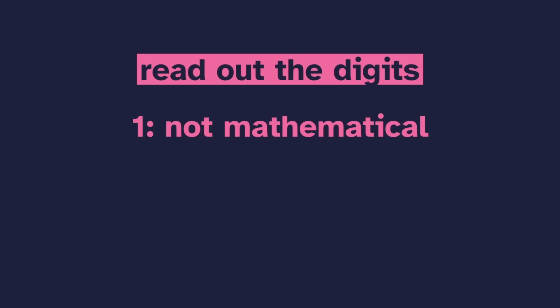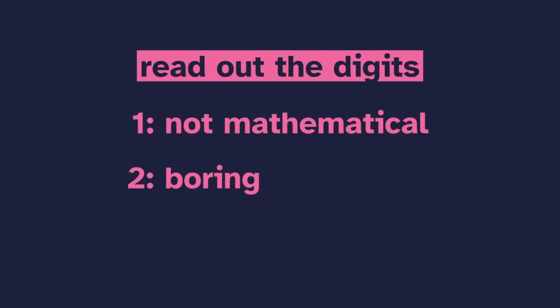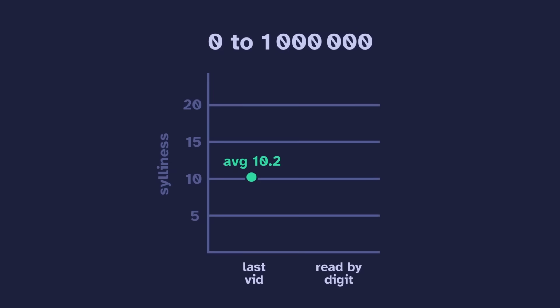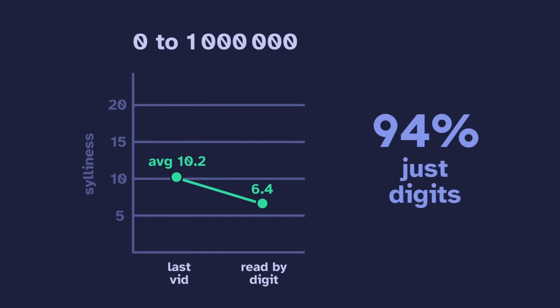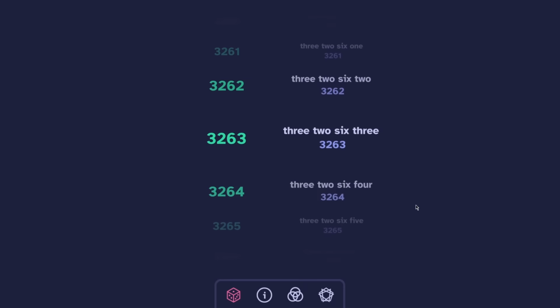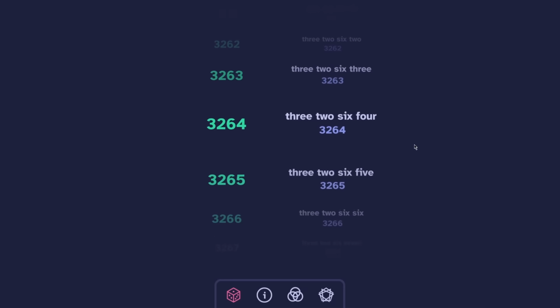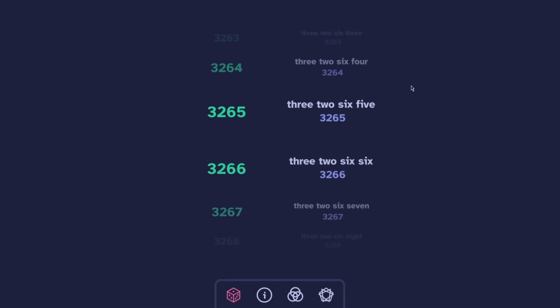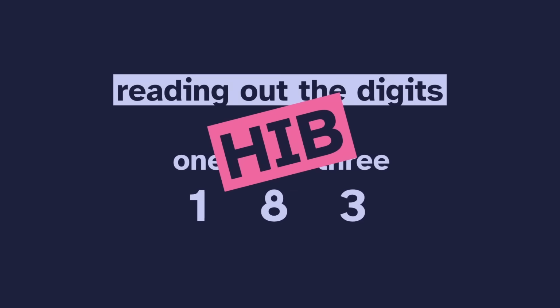And secondly, this method is very efficient, but it's also boring. If we read by digit, the average silliness drops from 10.2 to 6.4. However, 94% of numbers are just digits, and nobody would want to visit this website. Yeah, the old version was more fun. So, reading by digit is hib.